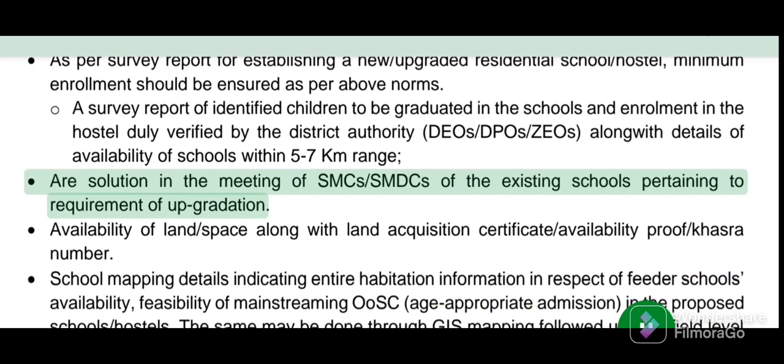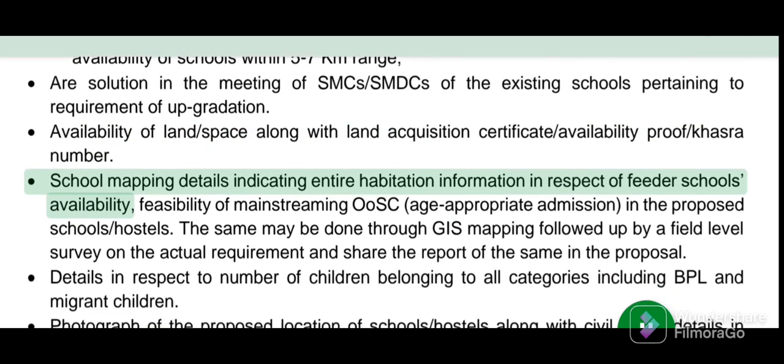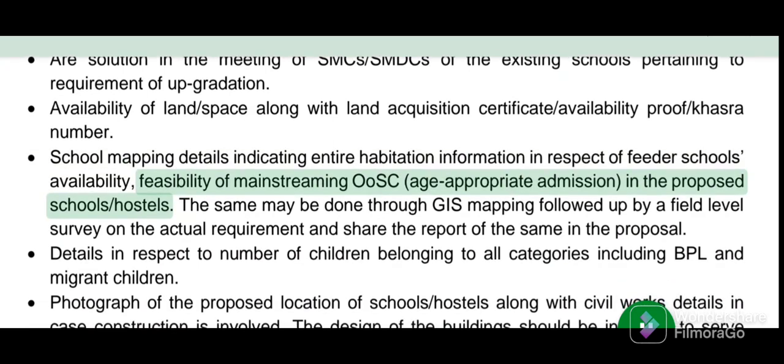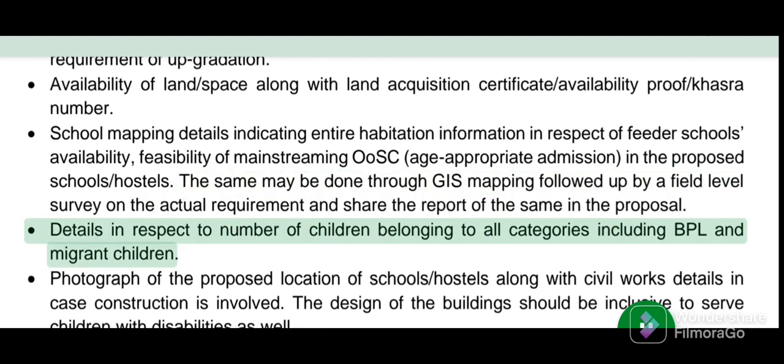A resolution in the meeting of SMCs, SMDCs of the existing schools pertaining to requirement of upgradation. Availability of land space along with land acquisition certificate availability proof, khasra number. School mapping details indicating entire habitation information in respect of feeder schools availability, feasibility of mainstreaming OOSC, age appropriate admission in the proposed schools hostels. The same may be done through GIS mapping followed up by a field level survey on the actual requirement and share the report of the same in the proposal.